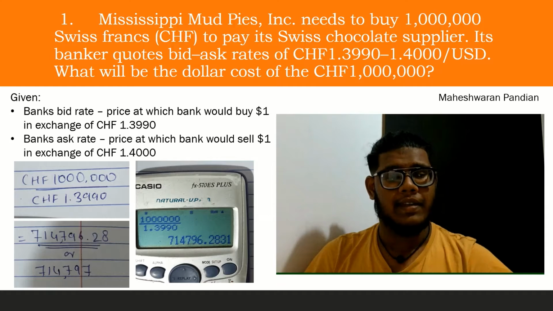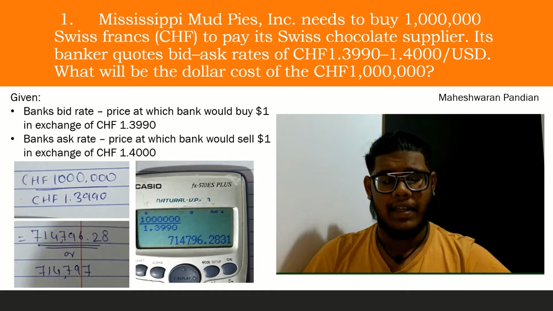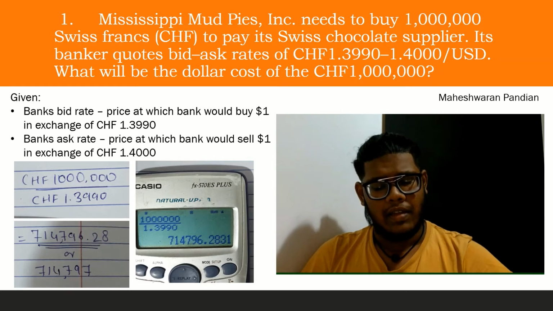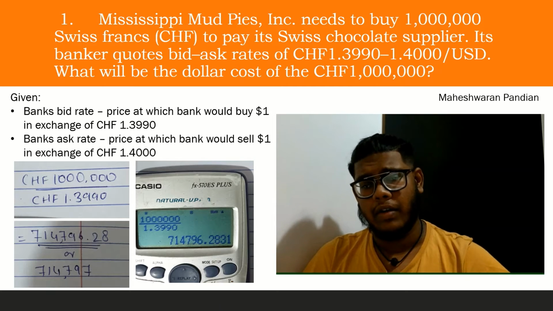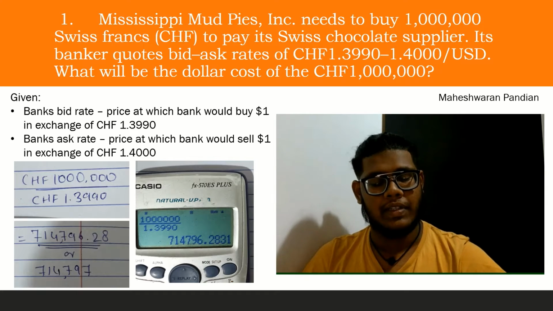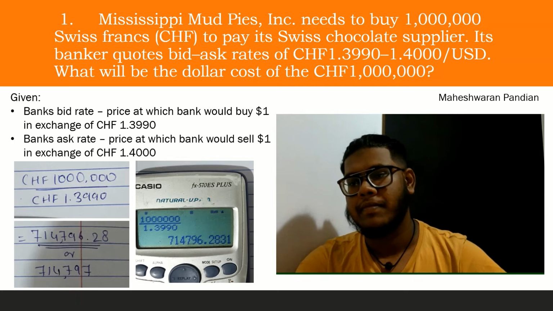In order to find the required amount of dollars needed to buy CHF 1 million, we divide 1 million by 1.3990 CHF per dollar. When we divide it, we get 714,796.28, or if we round it up, we get 714,797. Thank you.